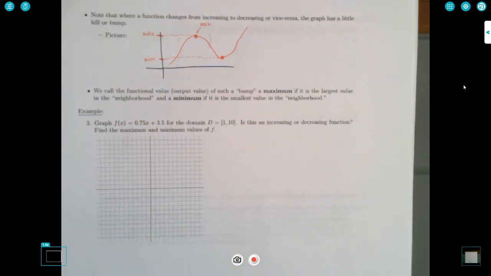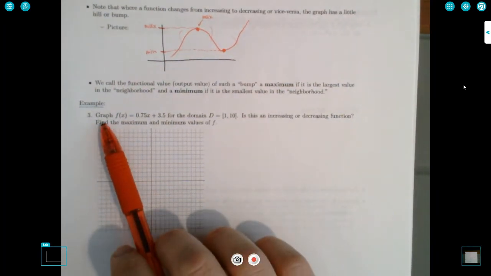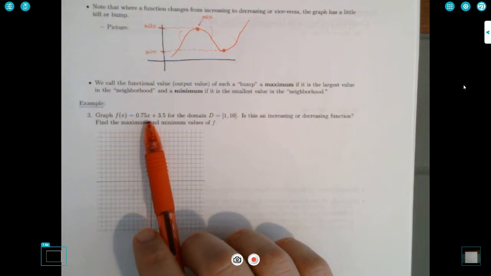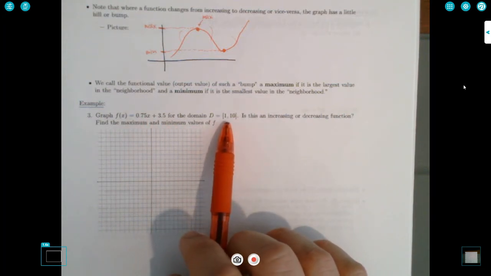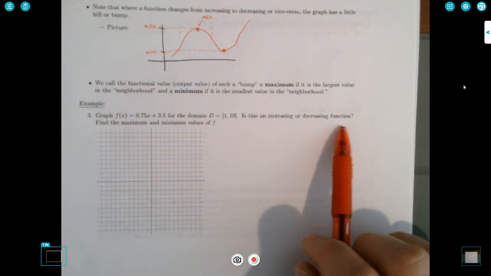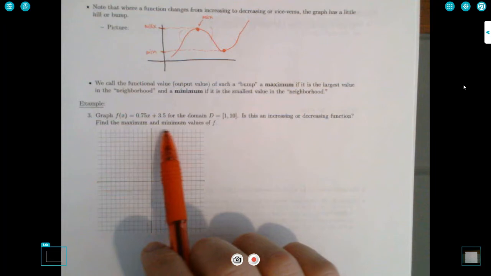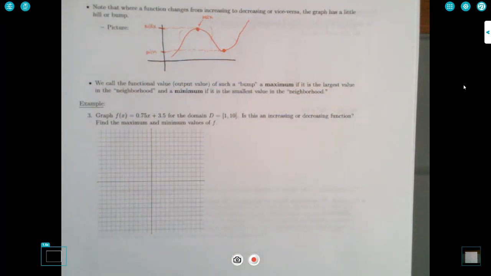Okay, so let's look at an example. This one says graph f of x equals 0.75x plus 3.5 for the domain D equals the interval from 1 to 10. Is this an increasing or decreasing function? Find the maximum and minimum values of f.